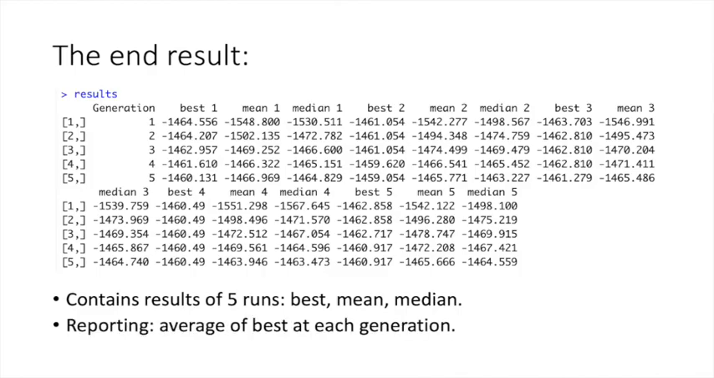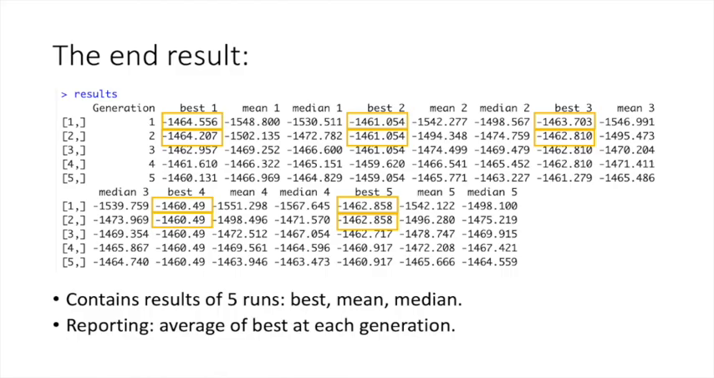However, we report the results of a set of GA runs, and to do that, we often average the best results at each generation. So this means the average of the best results at generation 1, and the average of the best results of generation 2, and so on. So let me show you how to calculate these averages.